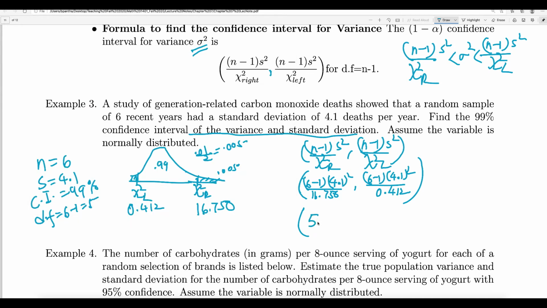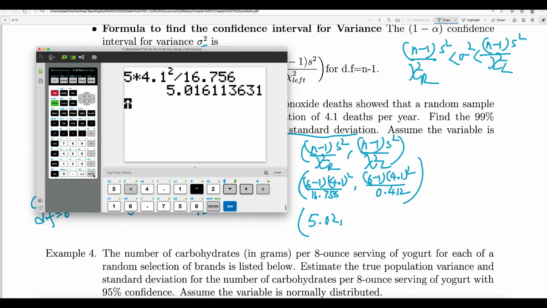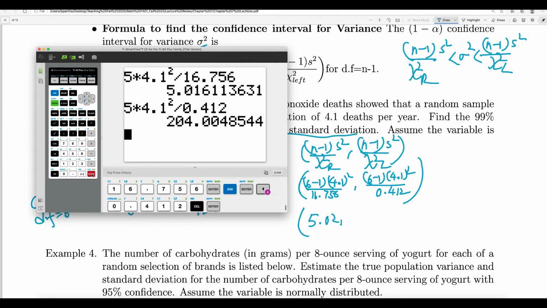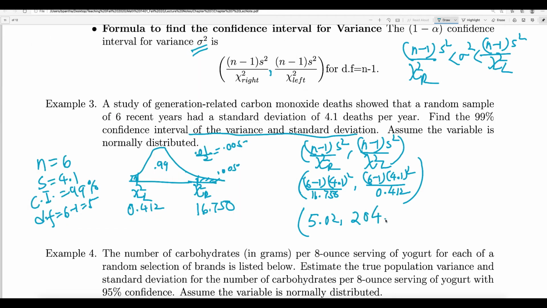So 5.02 is the left bound, and for the right bound, you can copy the same thing. Only the denominator is changed, right? So 0.412. The numerator is the same. So you get 204.0. This is for sigma square.